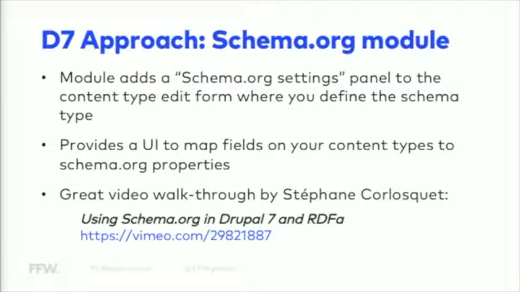Specifically, it adds a schema.org settings panel to the content type screen where you're setting up your content type. And that's where you define what type of schema you're using. Then it provides a simple UI to map field by field to the schema properties. There's actually a great video walkthrough of this by Stefan Korlesket, using schema.org in Drupal 7, at the URL at the bottom of this slide.